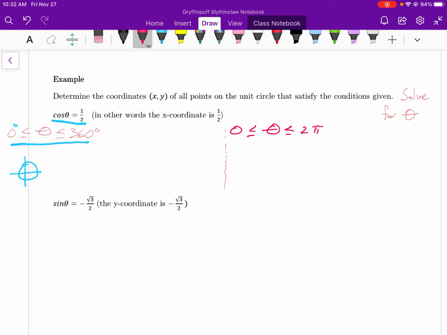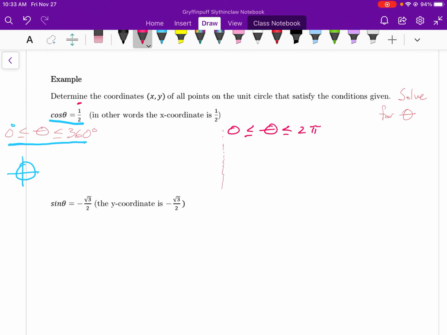The first thing that I would do is I would draw my unit circle. I would, in my mind, ask myself, where is my cosine value 1/2? In other words, where is the x value 1/2? And now that's a really bad unit circle I just drew. I apologize. So here we are. There's a better unit circle. Where is my cosine 1/2?